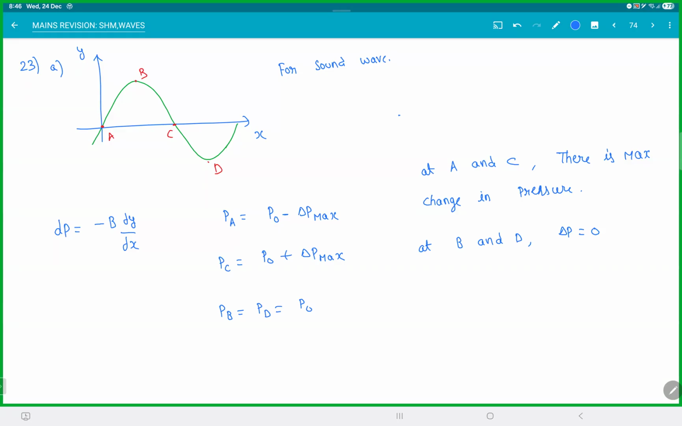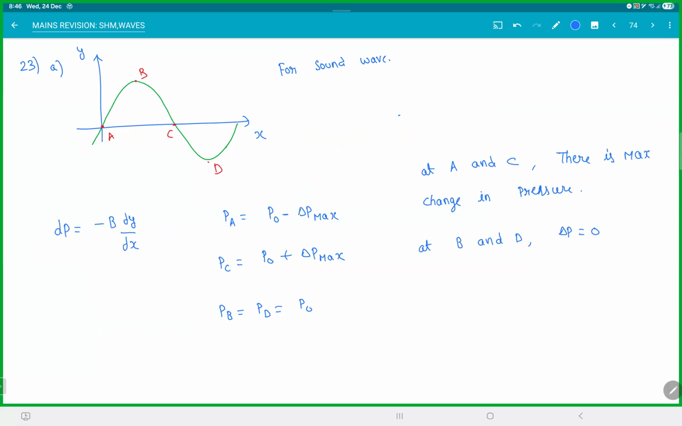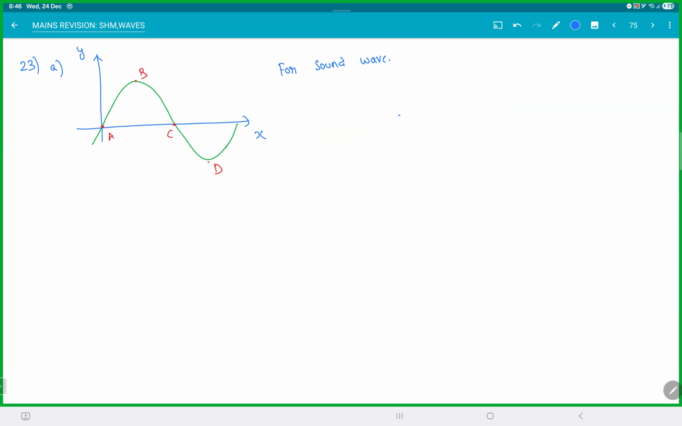Suppose in the exam they ask you this question, at which point do you have the maximum change in pressure, A and C. Which point has maximum pressure? Basically it is asking the compression, point C. Which point has the minimum pressure, point A. I hope you're getting the word. Change in pressure and maximum pressure are completely 2 different things. But this question you could have done visually also. There is another way to do this in case you forgot that formula, but definitely remember that formula.